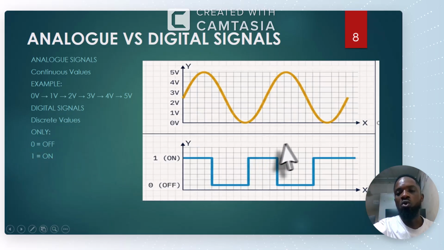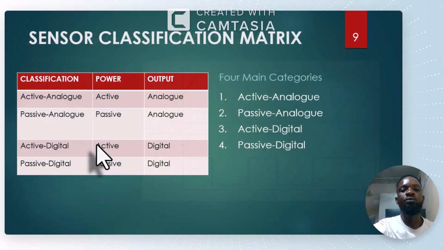So on the chart or on the graph, we can see the Y and then the X axis, and then we have the 1 as on, and then 0 as off. So mostly we use this in robotics, especially when it comes to programming. So let's take note of that.